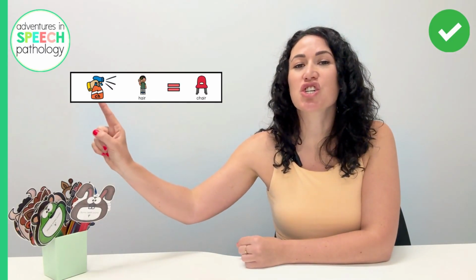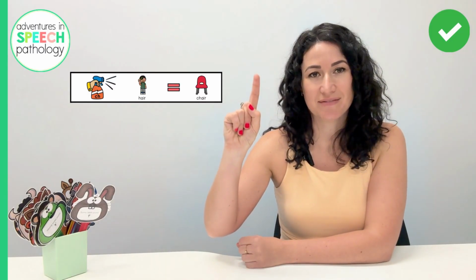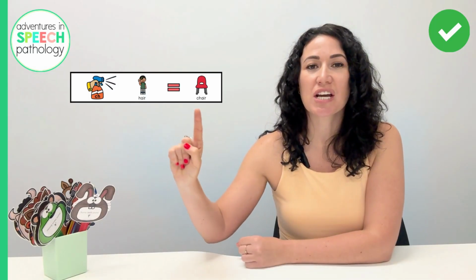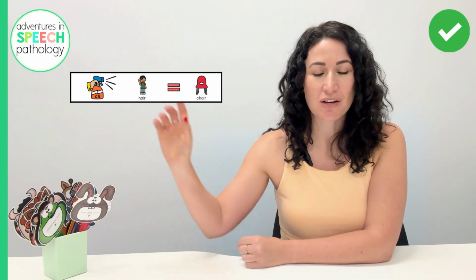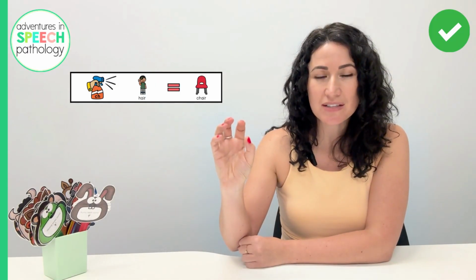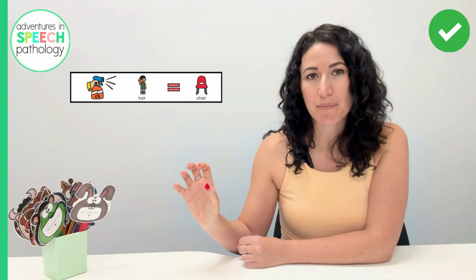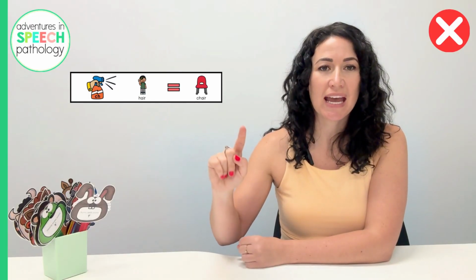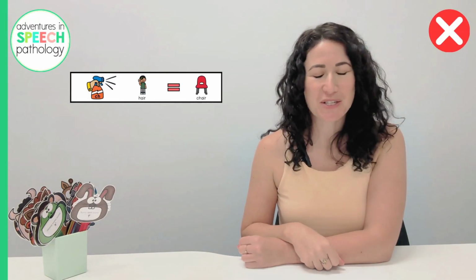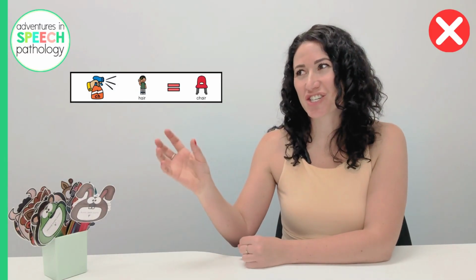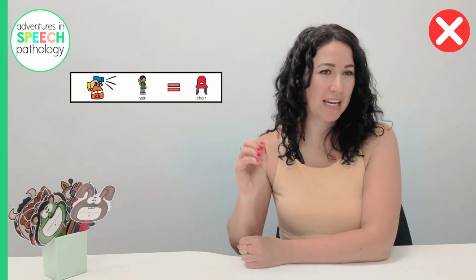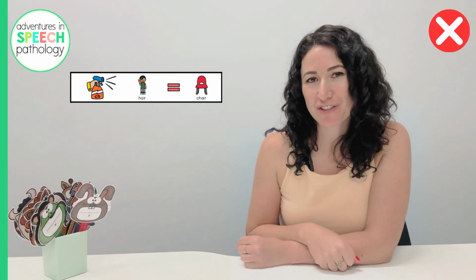For CH, for our affricate, the correct way that I would model it would be chair, chair. Okay, so I'm starting long and I'm emphasizing those sounds and then I'm speeding it up. Do not say hair. Don't do it like that, because then again the child is just going to walk around saying hair or hip, and it's going to be very, very hard for you to undo.